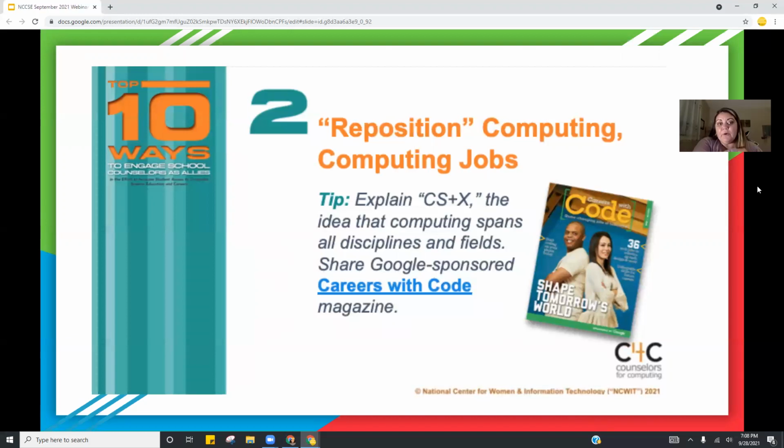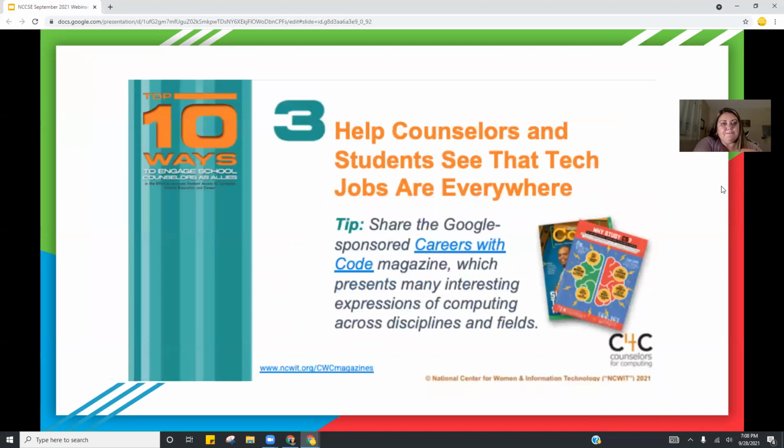This Careers with Code magazine is available on NCWIT's website as a digital magazine as well. So you can go through. There are some great pages that show nice graphics that students interact with really nicely about jobs that include computer science as a major element. Let's go to the next one.